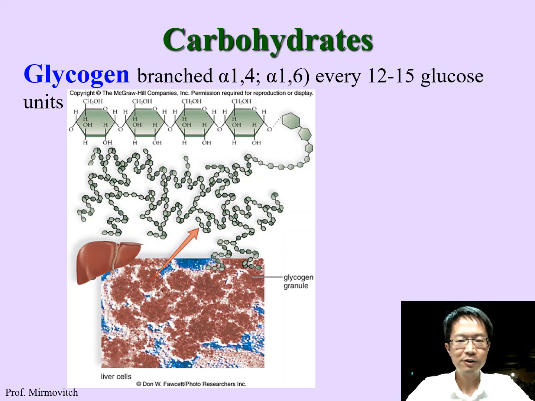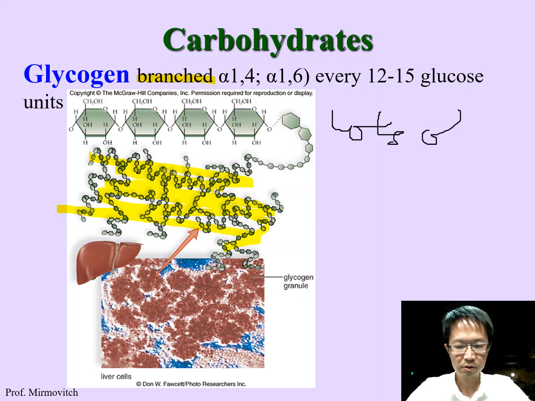So what's the difference between glycogen structure and starch structure? Glycogen has a lot more branching. As you can see here on the picture, all these are the branchings of the glycogen. So glycogen has a lot of branchings.